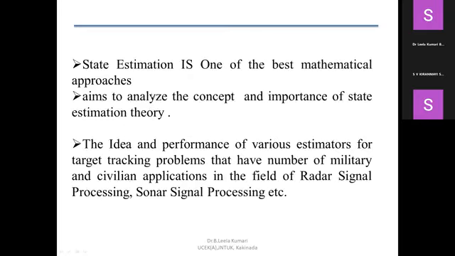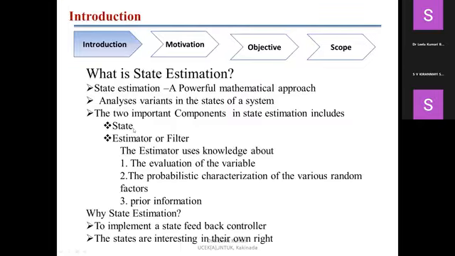So state estimation is one of the best mathematical approaches. It aims to analyze the variance in the states of the system or process, and it is employed to produce the best estimate of the true state of the system. An estimator is a tool that predicts the future behavior of a model from the available information. So based on the available information, it is going to predict the future behavior of a model.